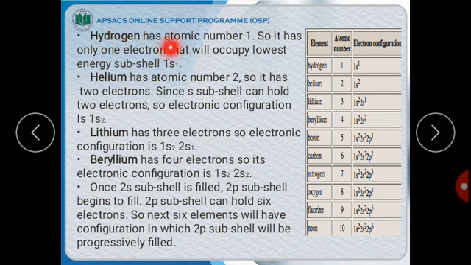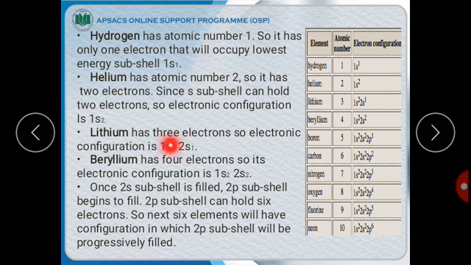Hydrogen has atomic number 1, so it has only 1 electron that will occupy the lowest energy subshell, that is 1s, and its electronic configuration is 1s1. Helium has atomic number 2, so it has 2 electrons. Since the s subshell can hold 2 electrons, its electronic configuration is 1s2.